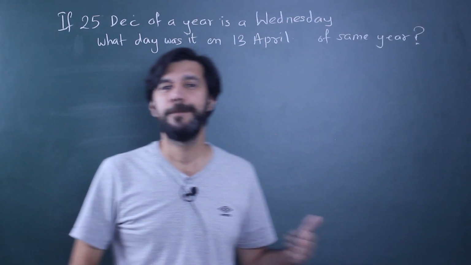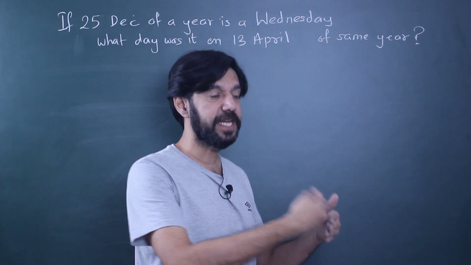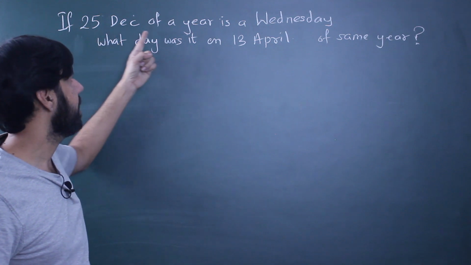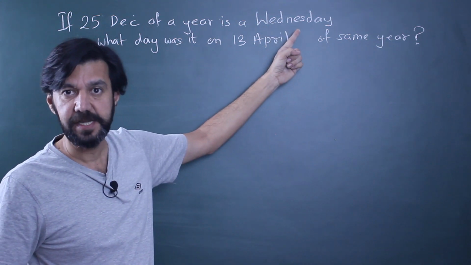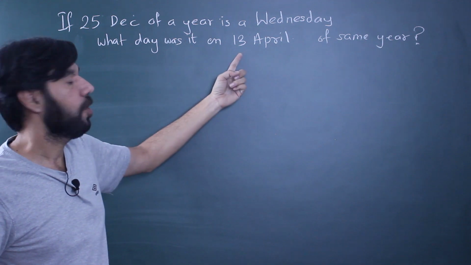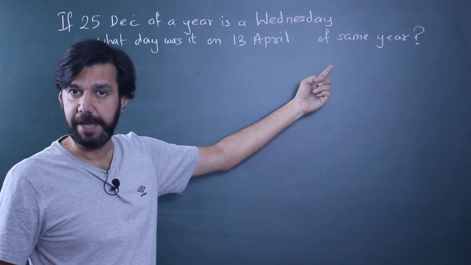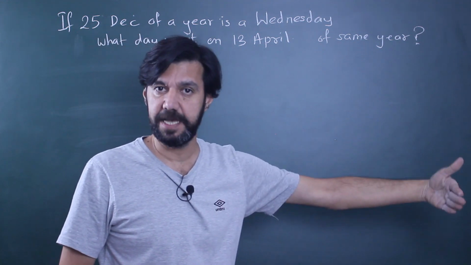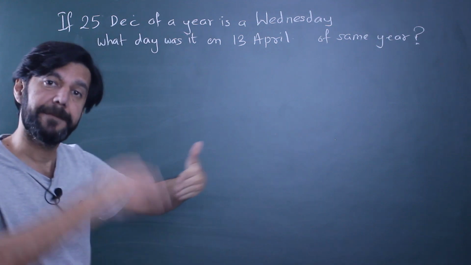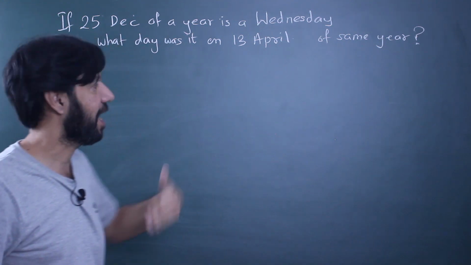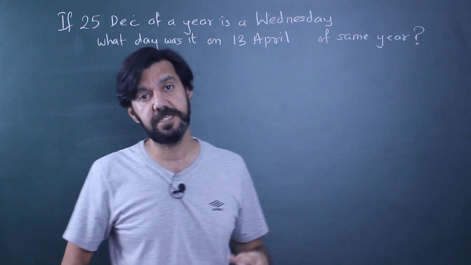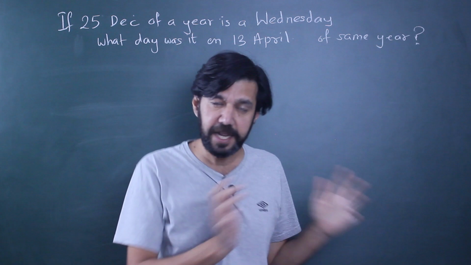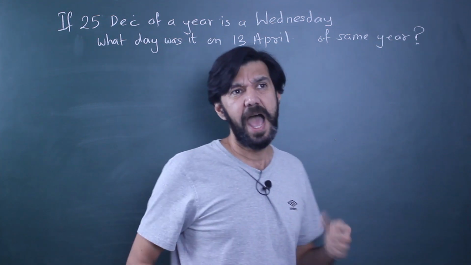A similar question, but this time we would need to travel backwards. What I mean is, if 25th December of a year is Wednesday, what day was it on 13th of April of the same year? So the reference day that is given is further in time, 25th December, and what is asked is somewhere earlier. So I need to travel backwards, and let me confess, as a student, I found this a little scary. I would get very cautious when I have to go backwards.